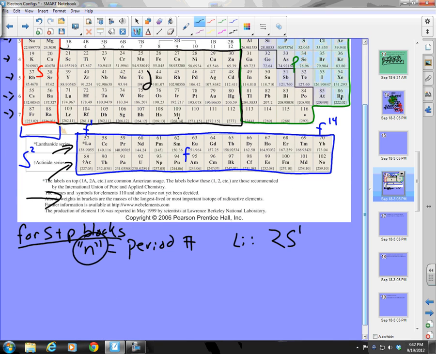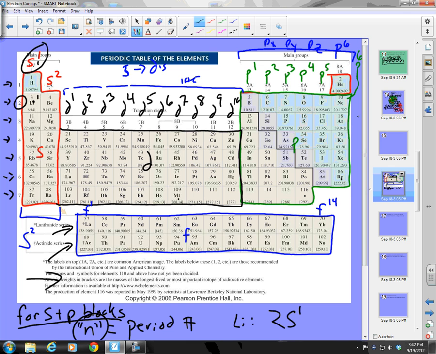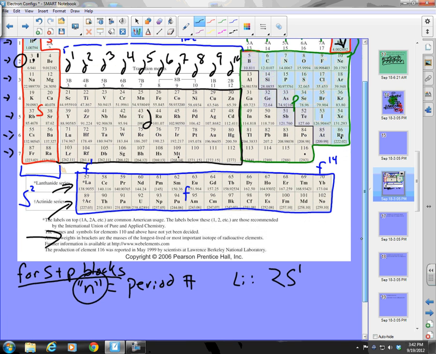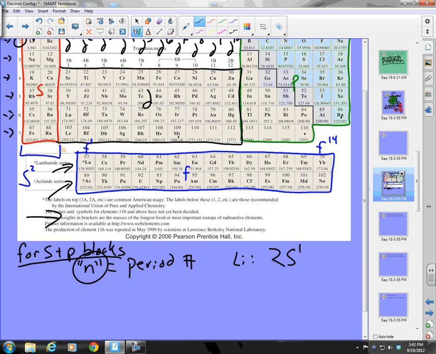Now, everything always begins with hydrogen, right? So it has to go from hydrogen over to helium, and when I hit helium, that is 1s, not 1s1, but 1s2. Got it? So lithium would be 1s2, 2s1. Let's think of another one.